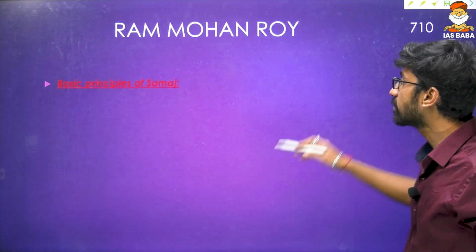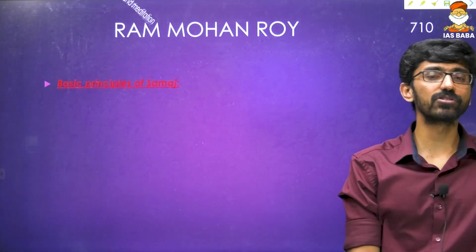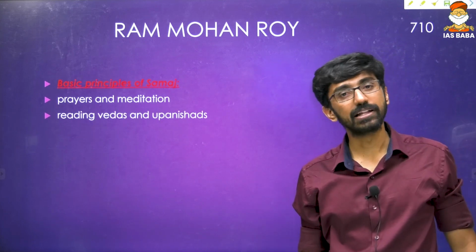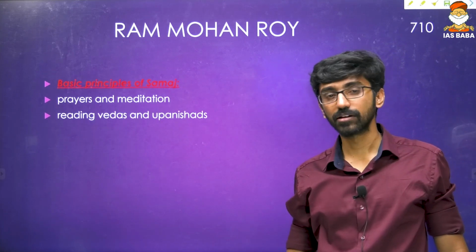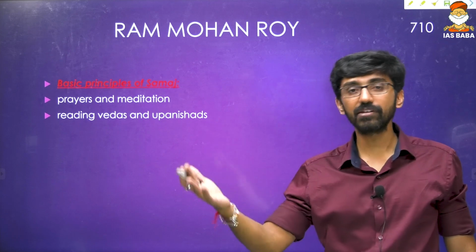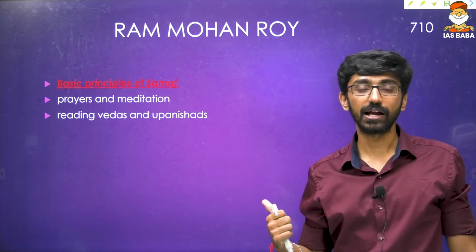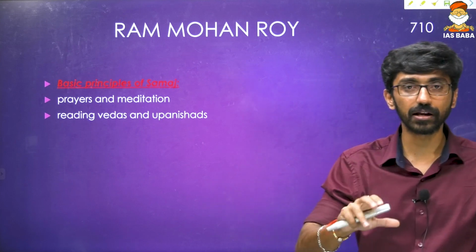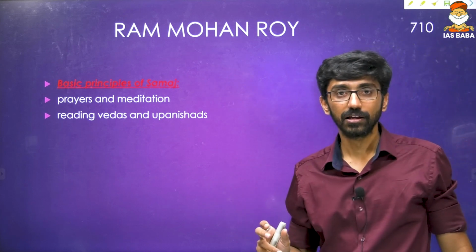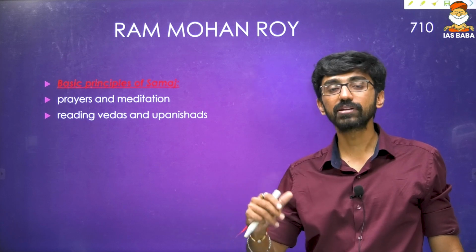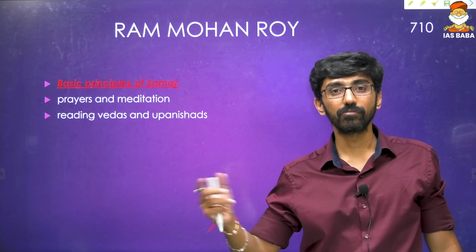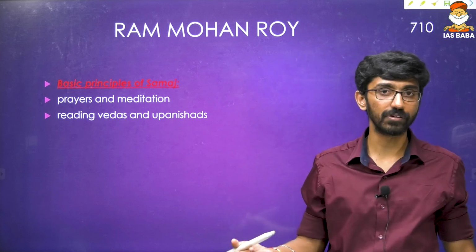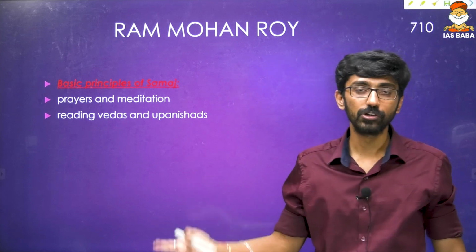Now what are the basic principles of this Brahma Samaj? The basic principles are prayers and meditation. Then reading Vedas and Upanishads. He was not against Vedas and Upanishads, but the blind belief in Vedas and Upanishads, that is what he opposed. At the same time, he wanted people to apply the Vedas in a real sense, in a rational sense. Whichever of what is written can be reconciled with rationality, you accept that one. If it does not reconcile with rationality, you have to oppose that one.